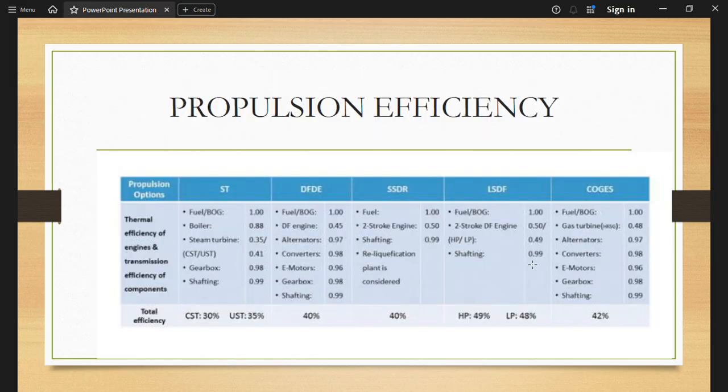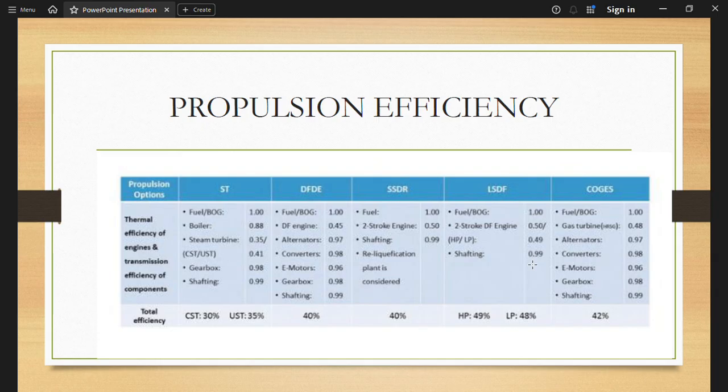Now when we speak about propulsion efficiency, that is something very important to know: why we are using one over the other, and why this market is continuously evolving over a period of time.